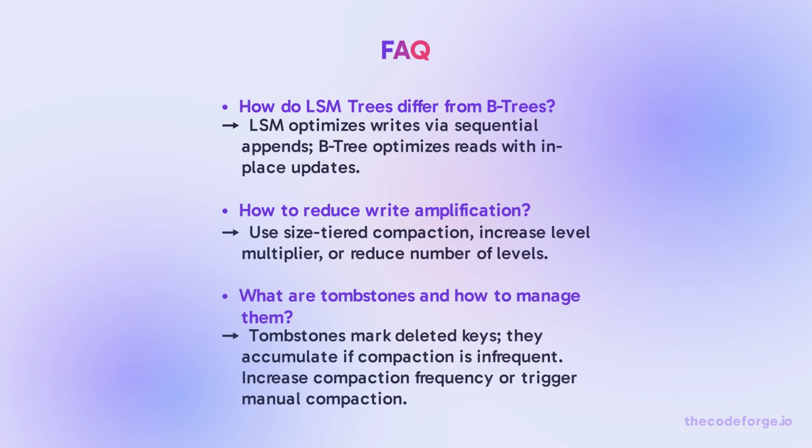And a few frequently asked questions. How do LSM trees differ from B-trees? LSM optimizes writes via sequential appends, B-tree optimizes reads with in-place updates. How to reduce write amplification? Use size-tiered compaction, increase level multiplier, or reduce the number of levels.